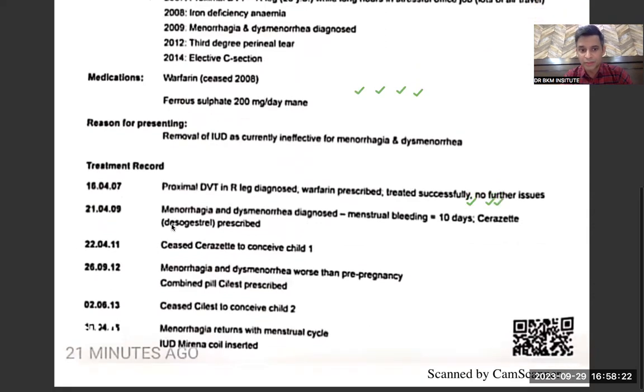15th April, proximal DVT in the right leg, diagnosed successfully, no further issues. When there are no further issues, it makes me sure that I don't need this. I don't need it. Menorrhagia and dysmenorrhea diagnosed in 2009. That was the same thing, 2009. Oh, that's the same history. Menorrhagia and dysmenorrhea diagnosed. So menstrual bleeding, 10 days. That's why Cerazette was prescribed.